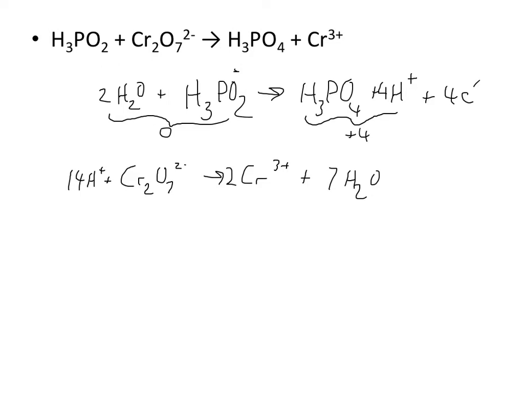And now mass is balanced, but charge isn't. So if we look at this, we've got 14 positive and 2 negative, a total of plus 12.